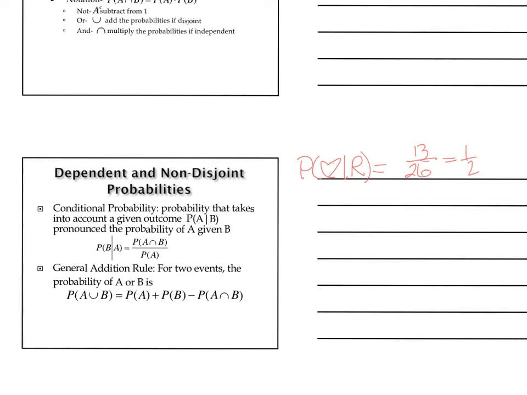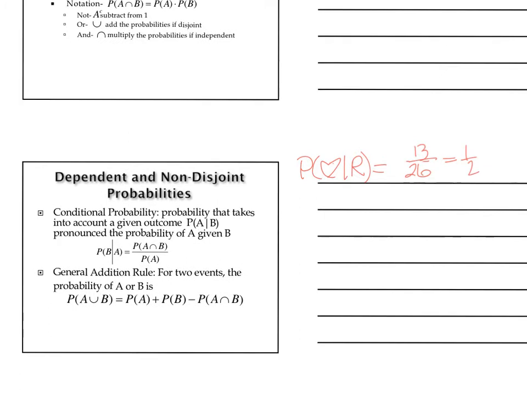Our general addition rule says that the probability of A or B is equal to the probability of A plus the probability of B minus the probability of A and B. The reason we have to subtract this off is because we end up counting the things that are both twice if we don't subtract that off. So for example, what is the probability of a king or a spade? So a king or a spade.